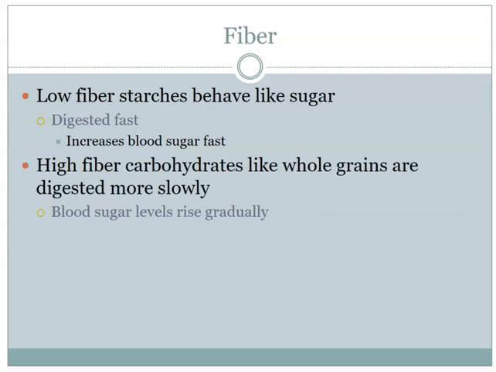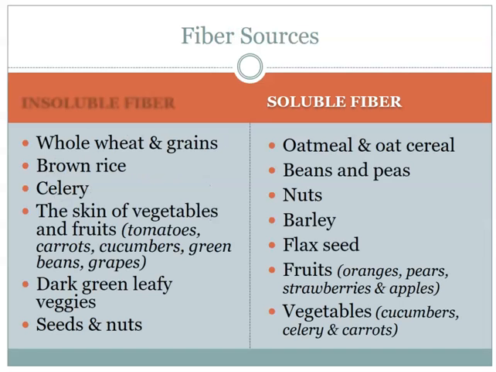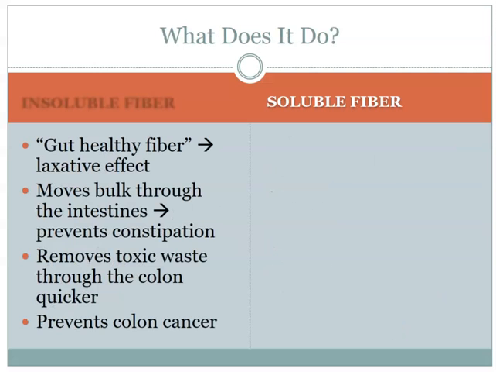So a low fiber starch behaves like sugar. So this was from two slides ago. It's going to increase your blood sugar faster. So examples of insoluble fiber and soluble fiber. There we go. So you can see pretty similar, right? And so fruits, vegetables, grains, nuts, whole foods have lots of fiber in them.